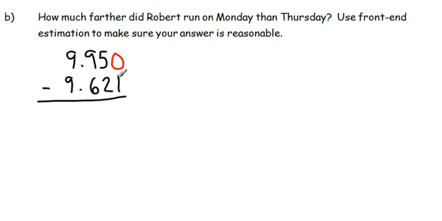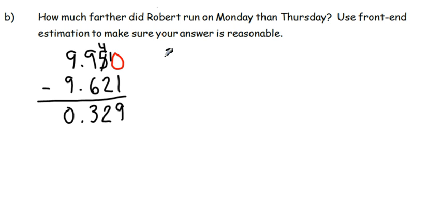Since we can't do 0 subtract 1, we're going to have to borrow from the 5. So we have 10 subtract 1 is 9. 4 subtract 2 is 2. 9 subtract 6 is 3. Bring down your decimal. And 9 subtract 9 is 0.